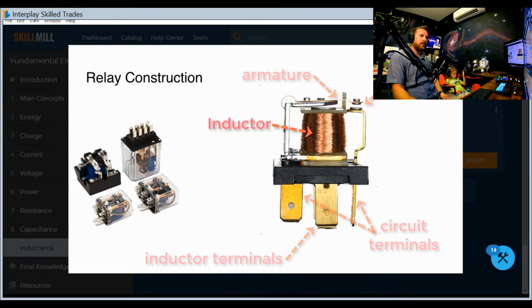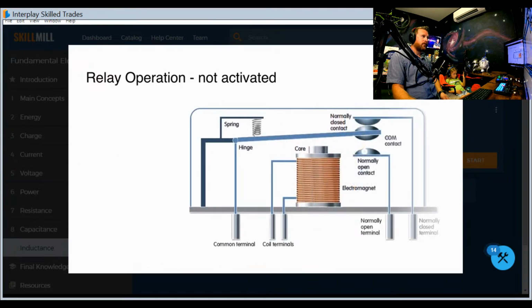Let's take a look at how that can happen. This is how a relay operates.